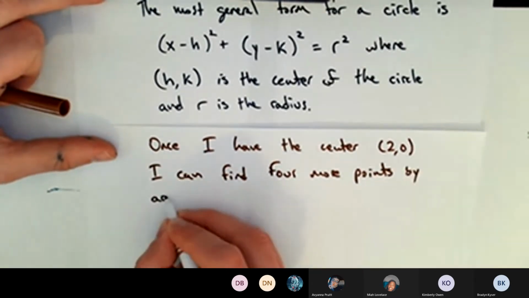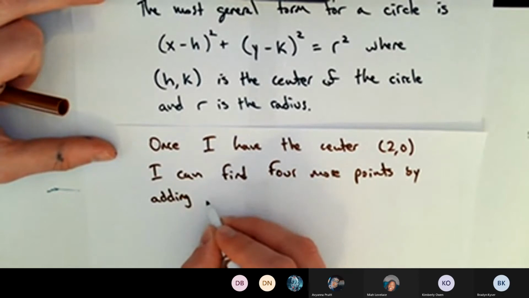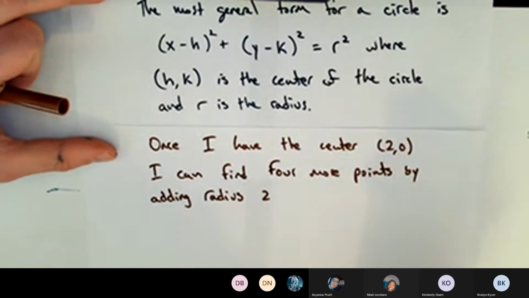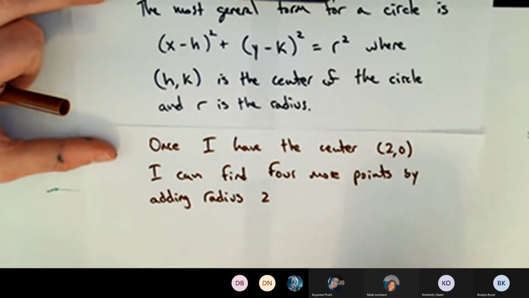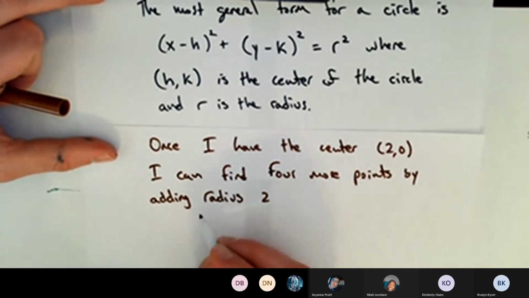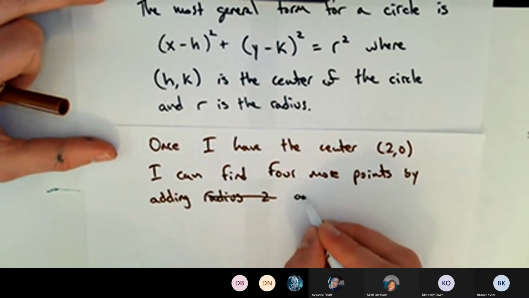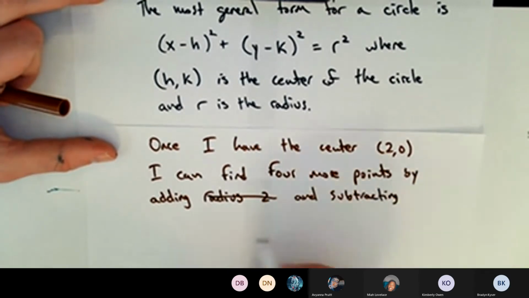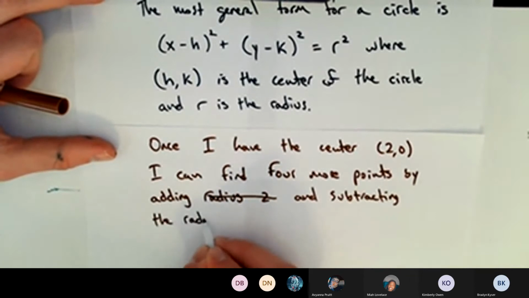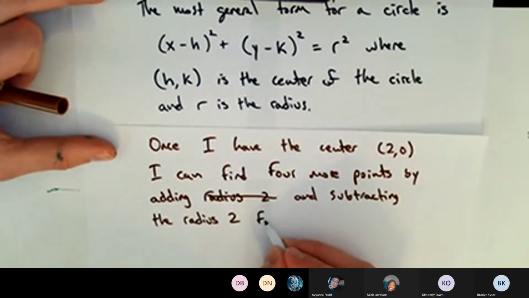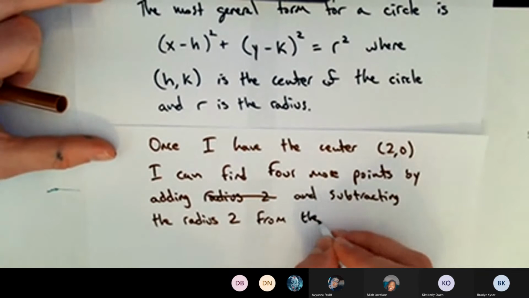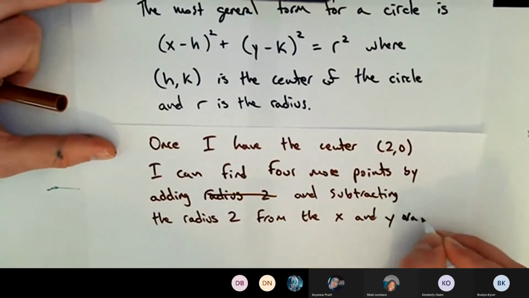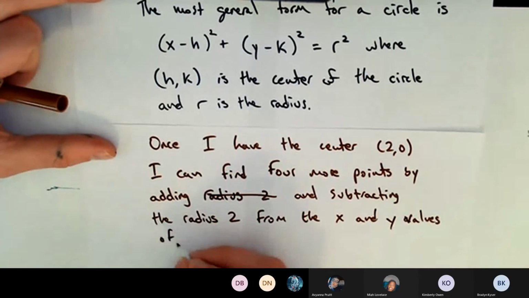By adding the radius, oh shoot, I should say adding and subtracting, sorry, adding and subtracting the radius 2 from the x and y values of what? Of the center.